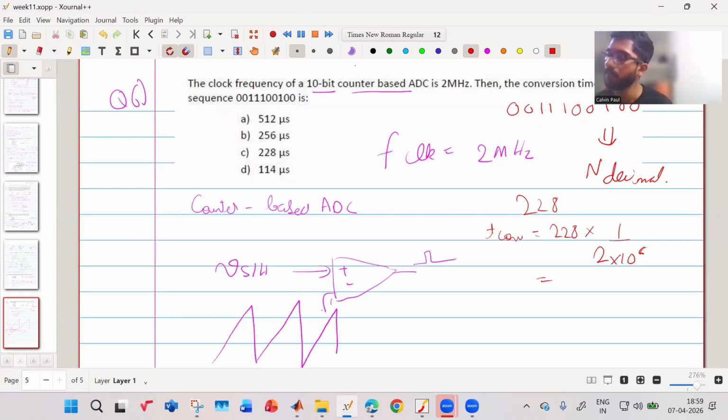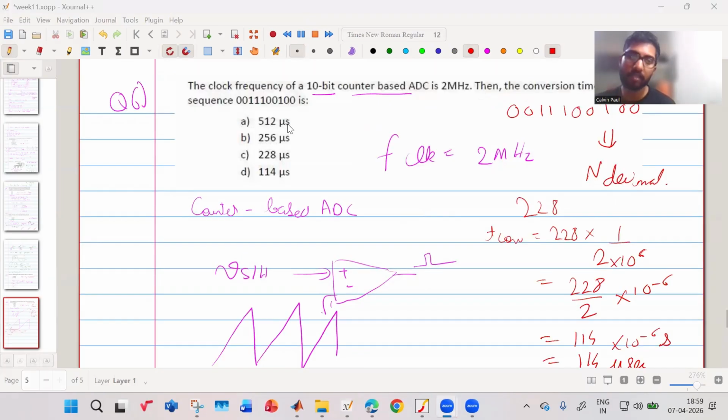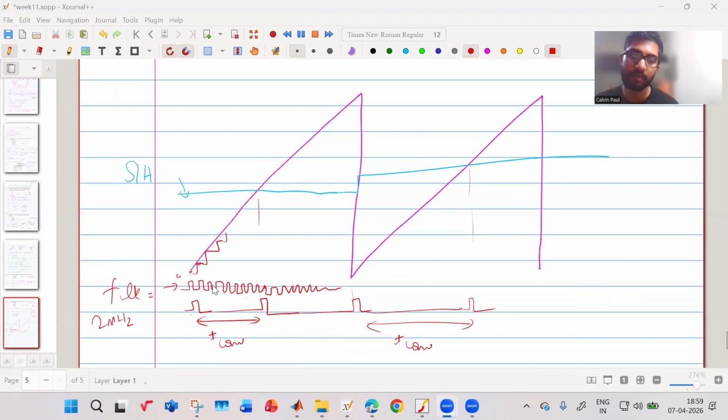Simple. 228 divided by 2 into 10 to the power minus 6, right? So that is 114 into 10 to the power minus 6 seconds. So it is 114 microseconds. Okay, correct. So this is how we have solved this sum. So let's go to the next question.